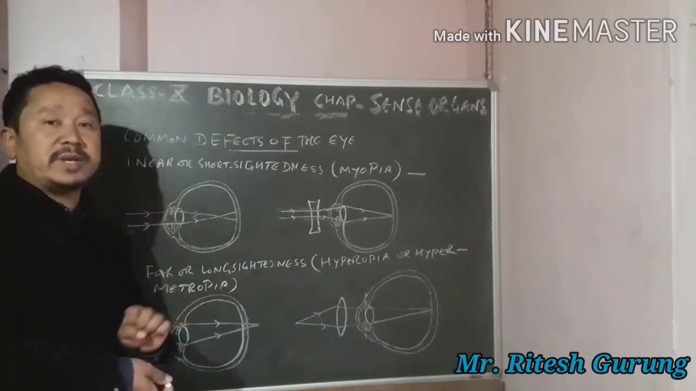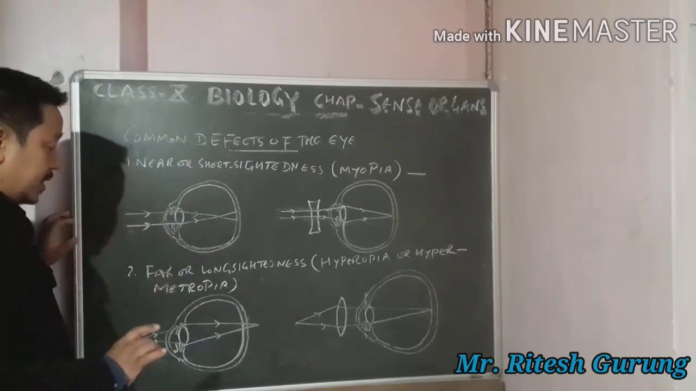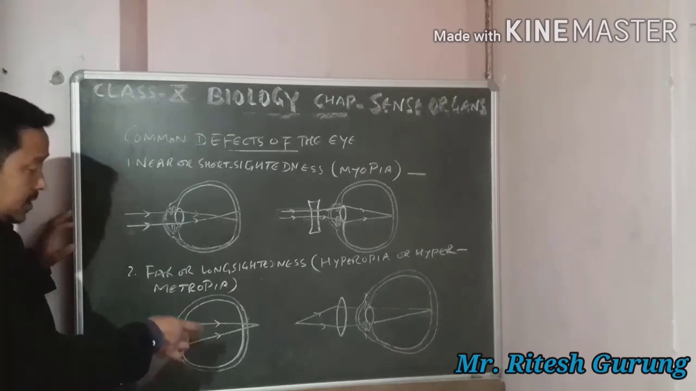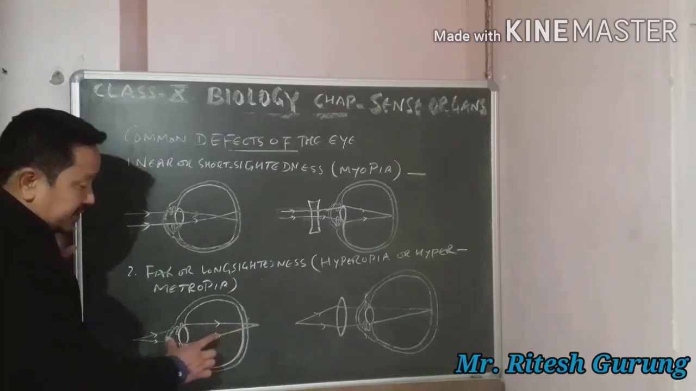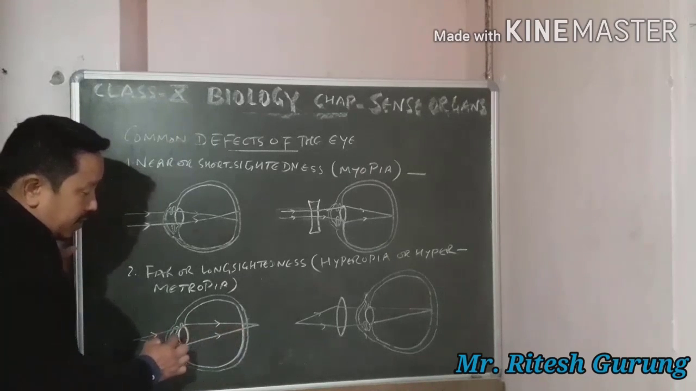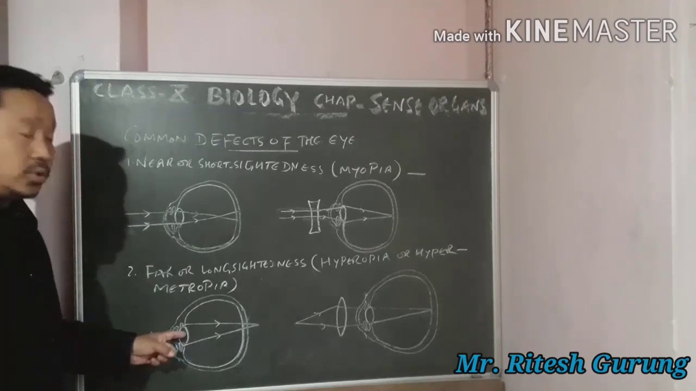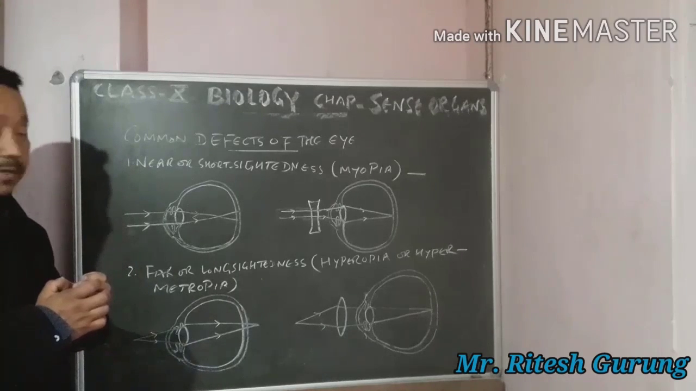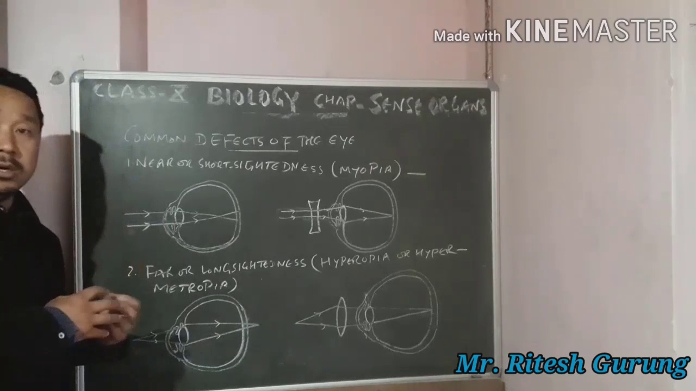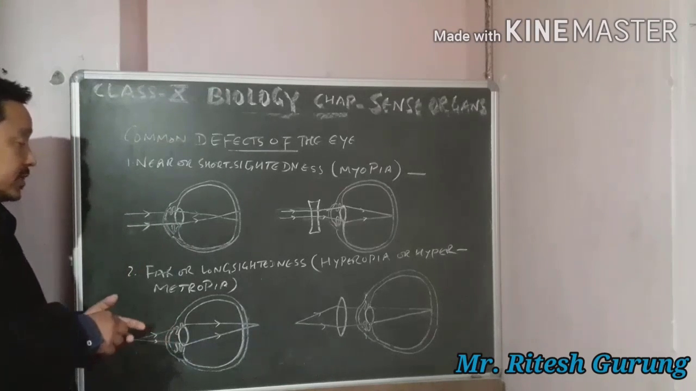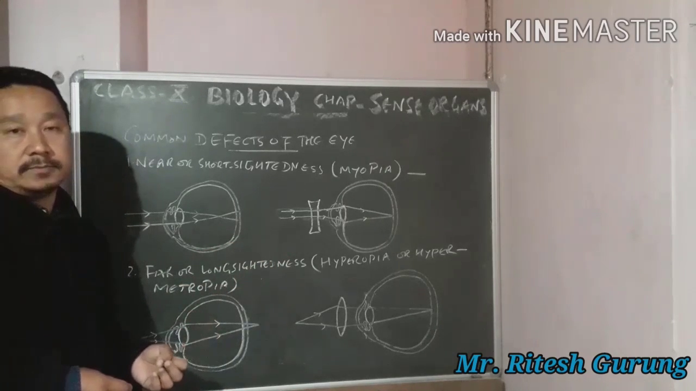This is also caused mainly by two reasons. Number one is the shortening of the eyeball from front to back. Number two is that the eyeball is too flat. In the earlier case it was too curved, but in this case it is too flat. That's why long-sightedness, hyperopia or hypermetropia takes place.